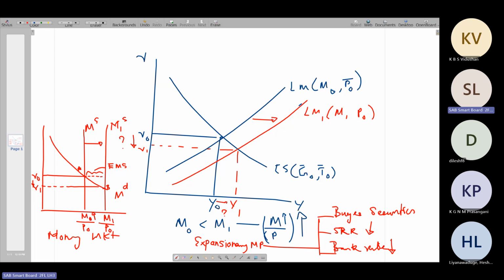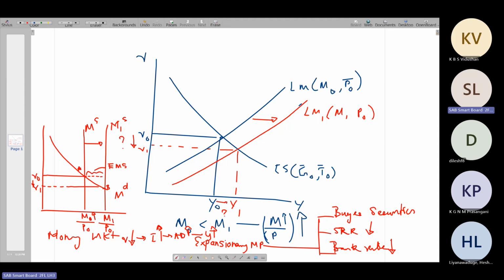So when the interest rate decreases, what happens? The lower interest rate increases investment, as per the investment function. We need to relate it. Investment increases, aggregate demand increases, and income increases as a result. So income increases from Y0 to Y1. That's why we see a decline in the equilibrium interest rate from R0 to R1 with the money market adjustments.